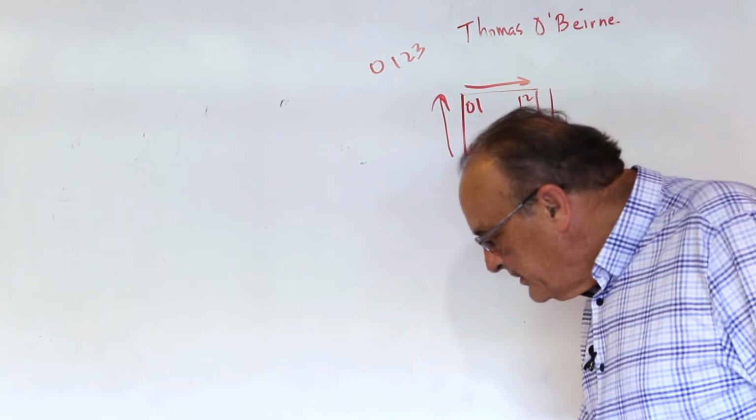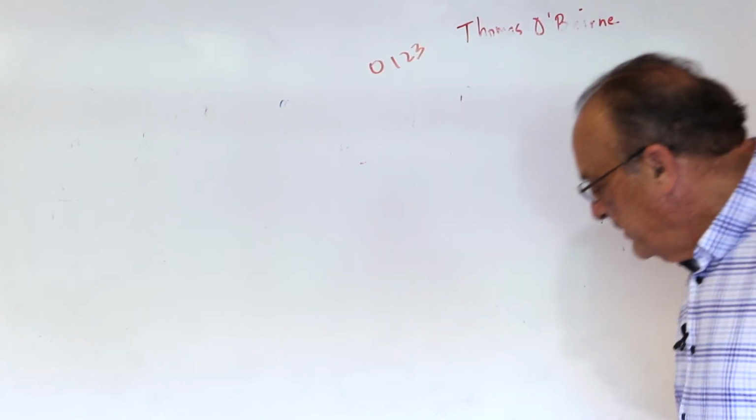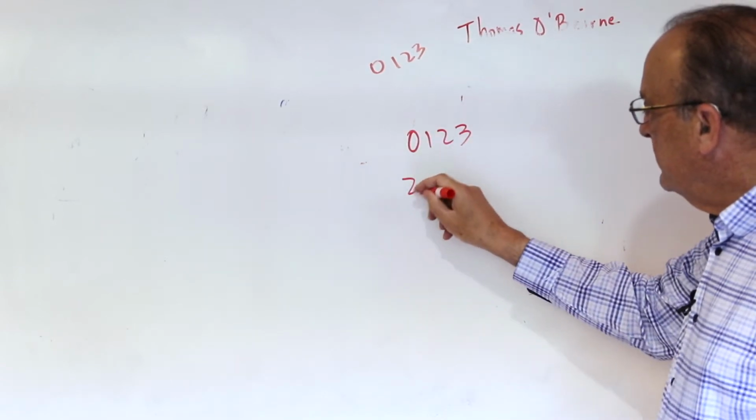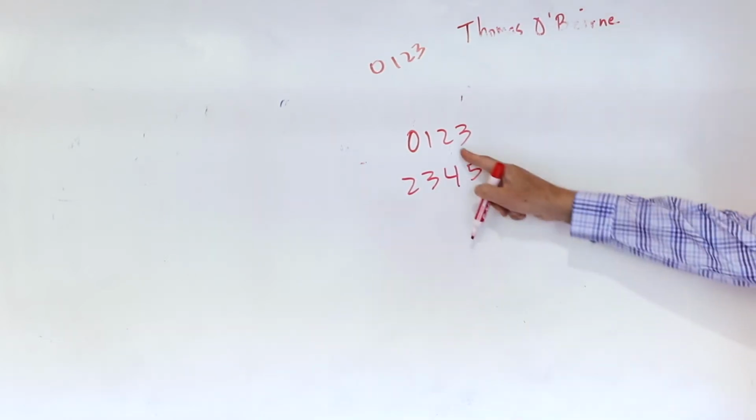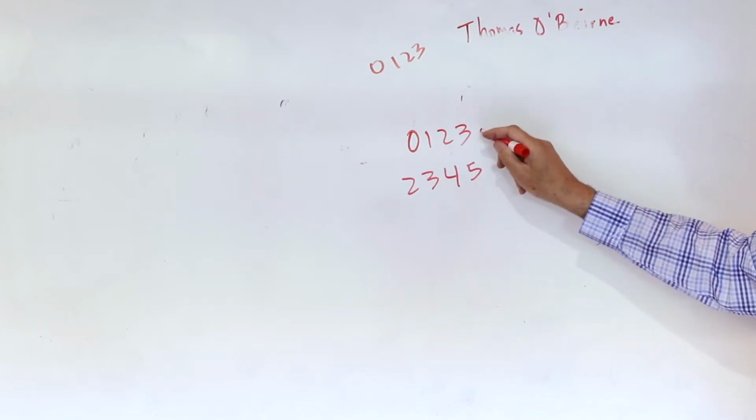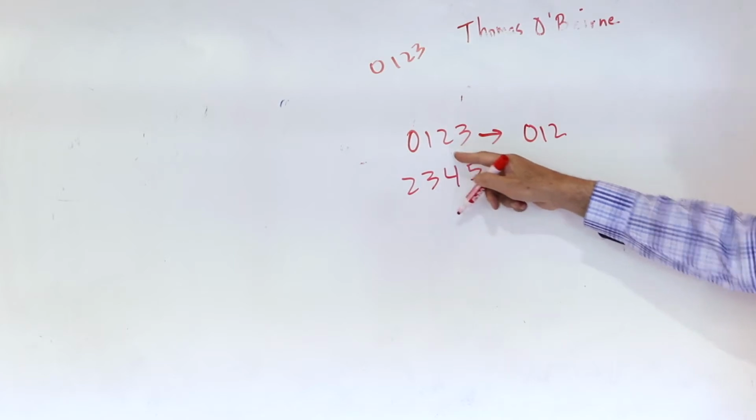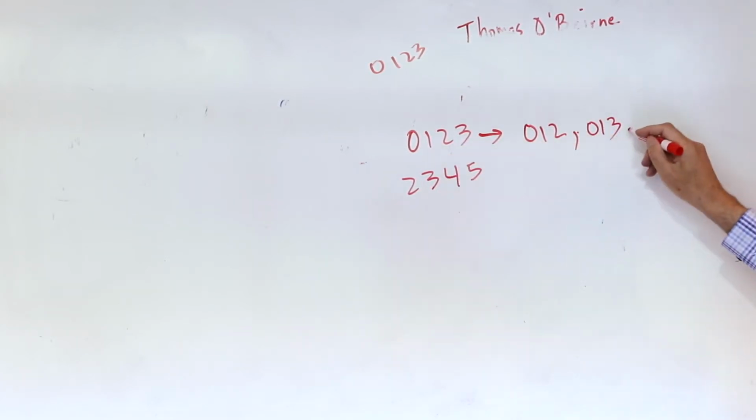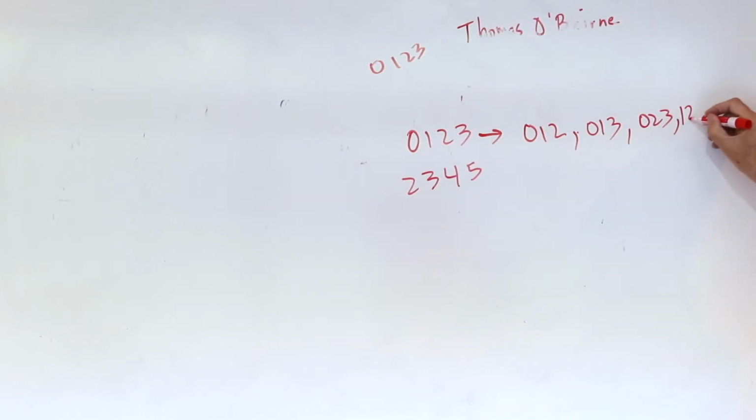So the next question I wanted to know is, what if you had 2 of these quadruples? Suppose you had 0, 1, 2, 3, and 2, 3, 4, 5. Now, I call this a quadruple. This quadruple has 4 triples. If I don't use the 3, it's 0, 1, 2. If I don't use the 2, it's 0, 1, 3. If I don't use the 1, it's 0, 2, 3. If I don't use the 0, it's 1, 2, 3.